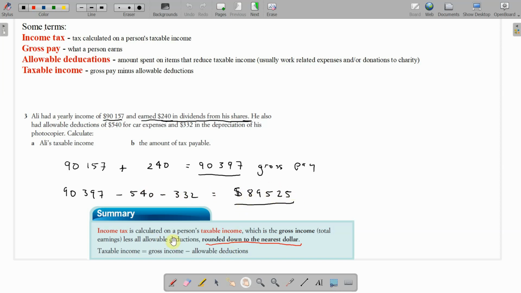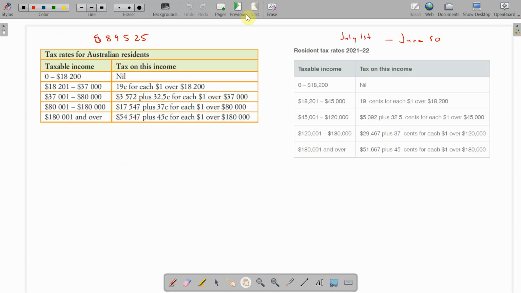I just added this in here to remember that sometimes when you get dollars and cents here, you've got to round down to the nearest dollar. That's a step to consider when we're doing the tax calculations for the questions. If it comes to dollars and cents here, round it down to the nearest dollar. So we've got our 89525, and now we're going to apply it to the tax table to work out how much tax.